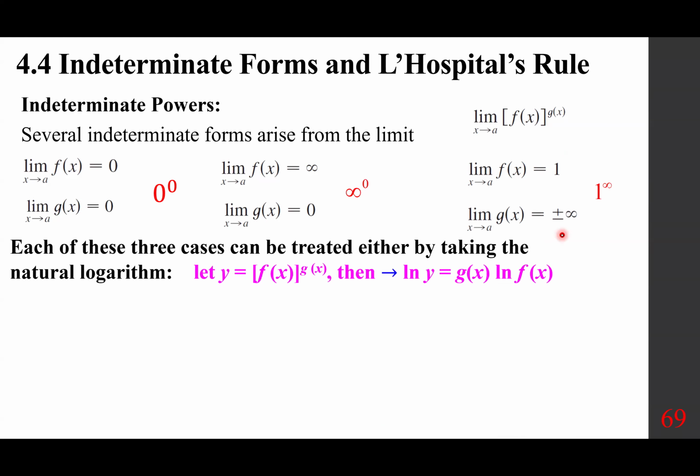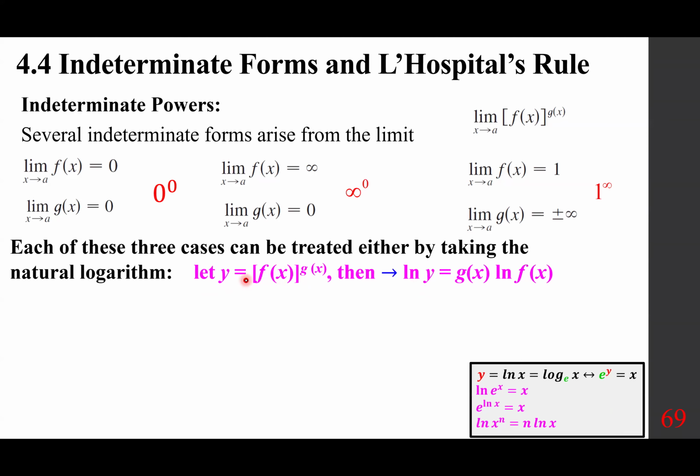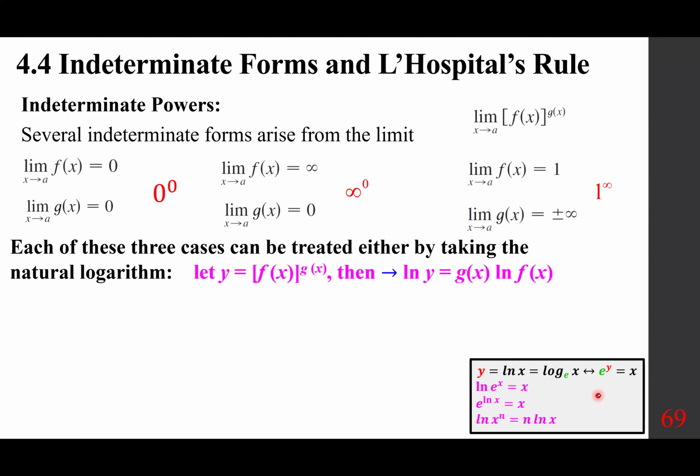Each of these three cases can be treated by taking natural logs. Let y be f of x to the power of g of x, call it y, then take the natural log. If I take a natural log of this one, g of x sits in front by the logarithmic properties. Okay, these are the logarithmic properties I'm referring to. Okay, see, n sits in front.